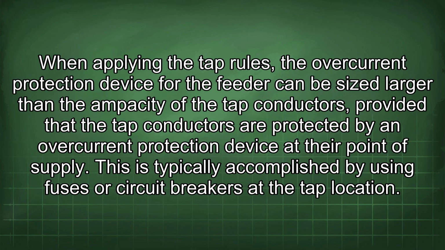When applying the tap rules, the overcurrent protection device for the feeder can be sized larger than the ampacity of the tap conductors, provided that the tap conductors are protected by an overcurrent protection device at their point of supply. This is typically accomplished by using fuses or circuit breakers at the tap location.